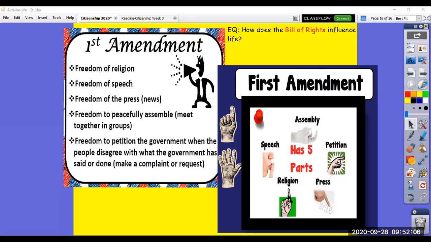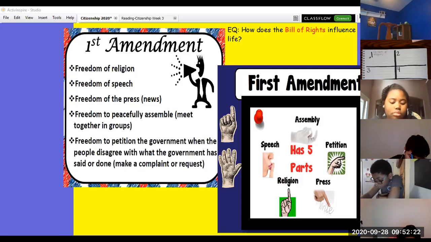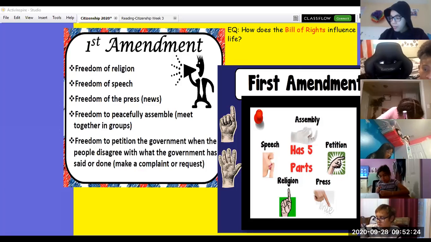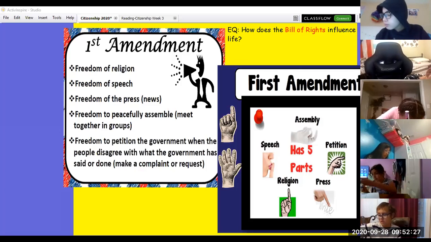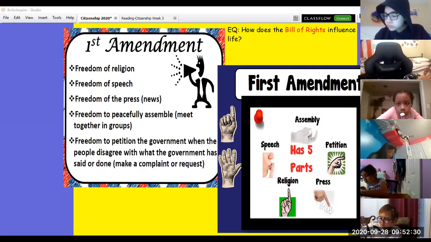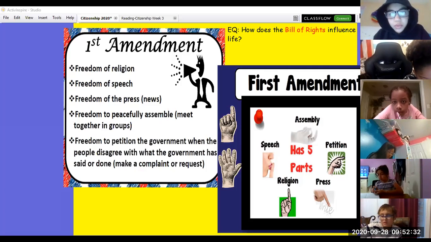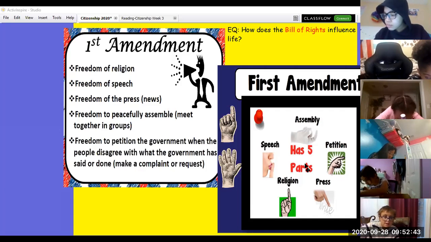Okay, so up here, I want you to say freedom of religion. So that means that in America, you can practice any religion or religious beliefs that you want to. Freedom of speech. We talked about that one last week, okay? You can say what you'd like. Other countries do not have that right. They're not allowed to speak freely and say what they would like to, which is one of the great freedoms of America.